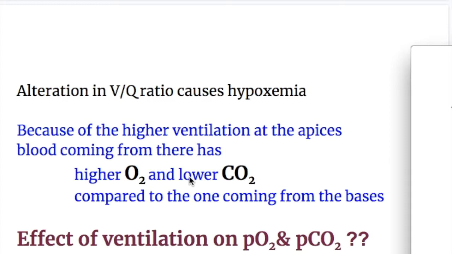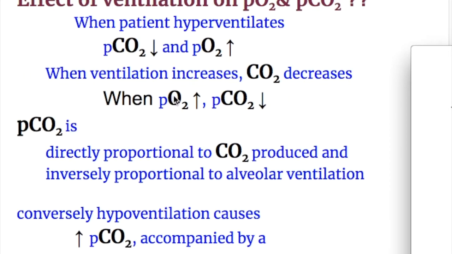What's the effect of ventilation on PO2 and PCO2? When a patient hyperventilates, PCO2 decreases and PO2 increases. When ventilation increases, carbon dioxide decreases. When PO2 increases, carbon dioxide decreases. PCO2 is directly proportional to carbon dioxide produced and inversely proportional to the alveolar ventilation. Conversely, hypoventilation causes an increase in PCO2 accompanied by a decrease in alveolar and arterial PO2.